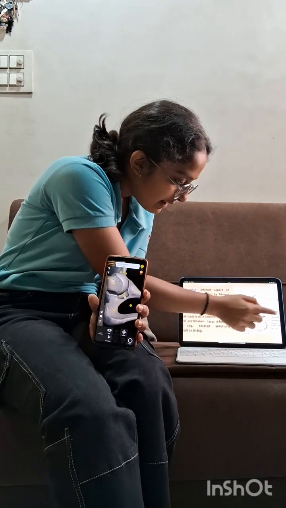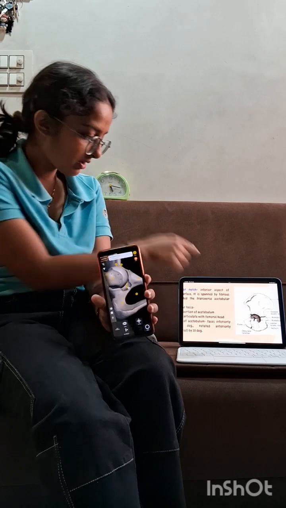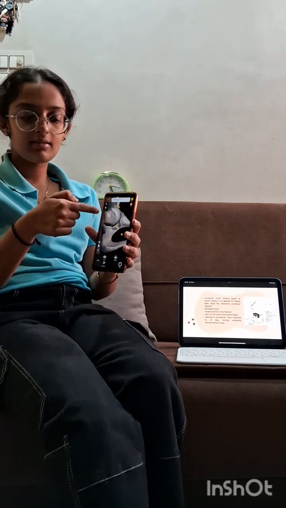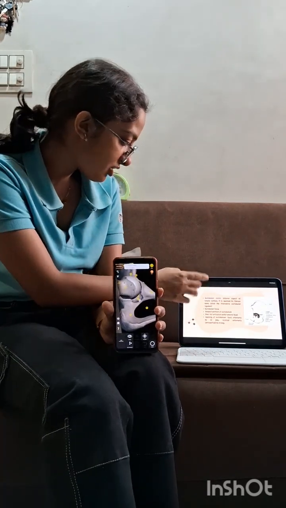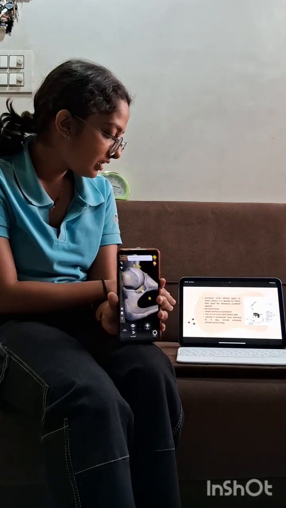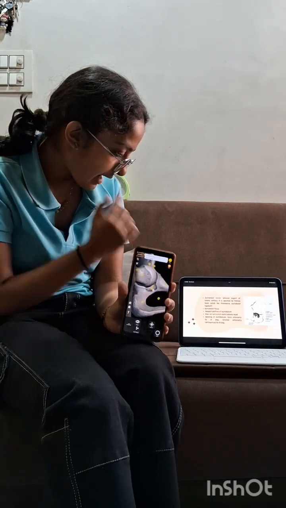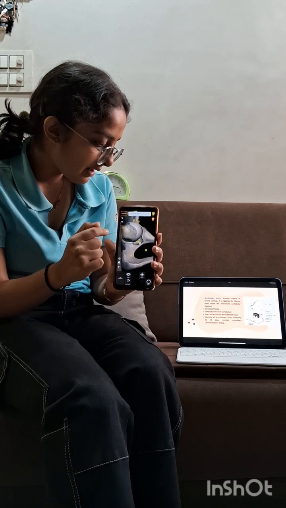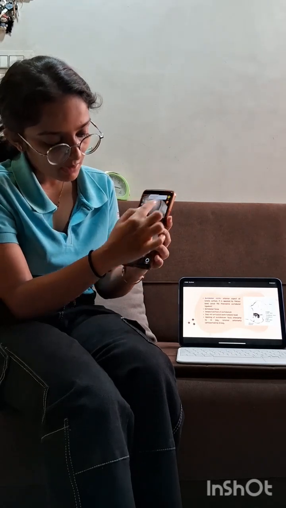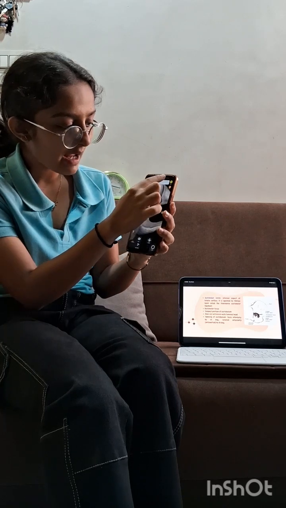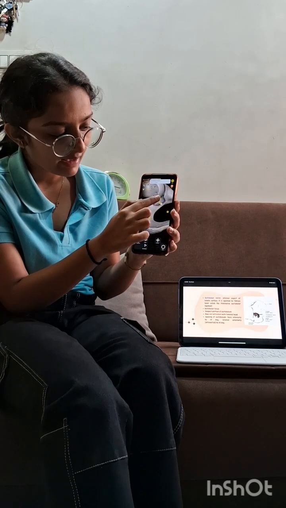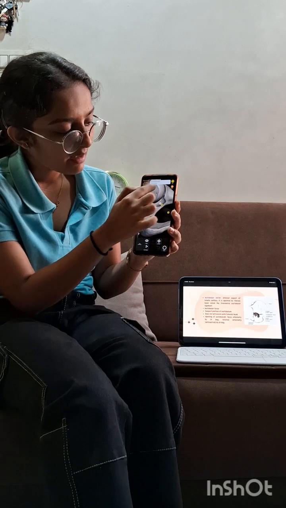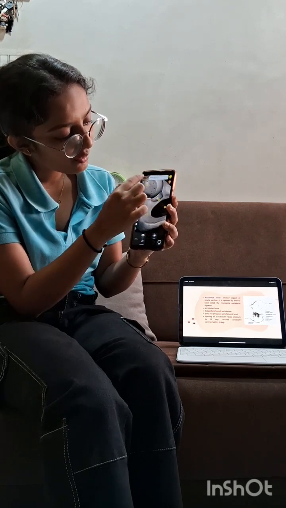Here we can see the structure. I will be presenting it in 3D. The acetabular notch is the inferior aspect of the lunate surface, and the acetabular fossa is the deeper portion of the acetabulum. So this is the acetabulum. First is the acetabular notch, and second is the fossa of the acetabulum.